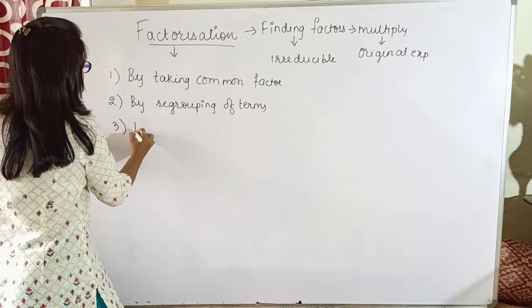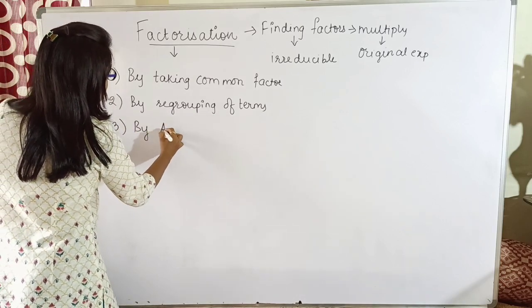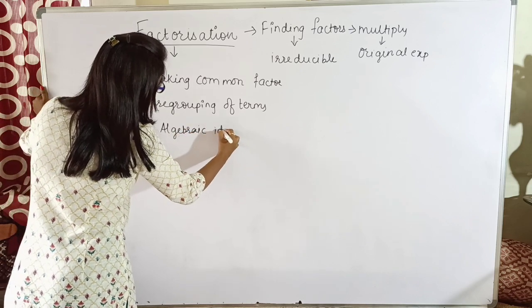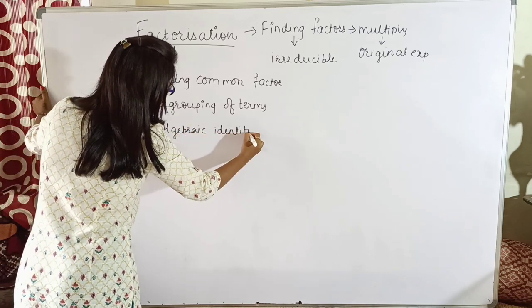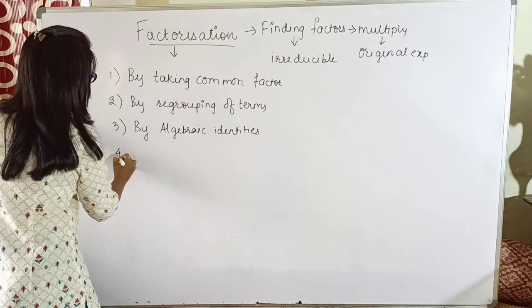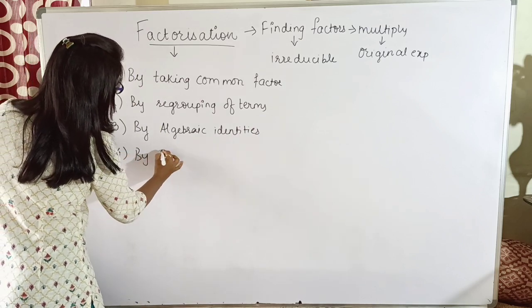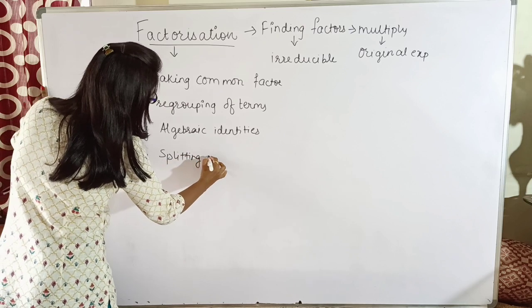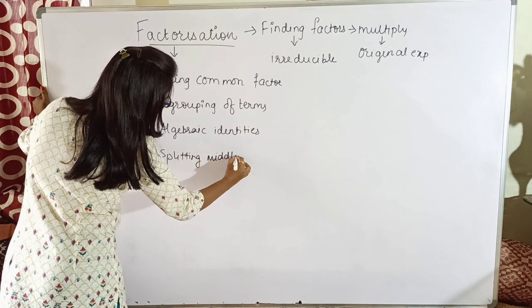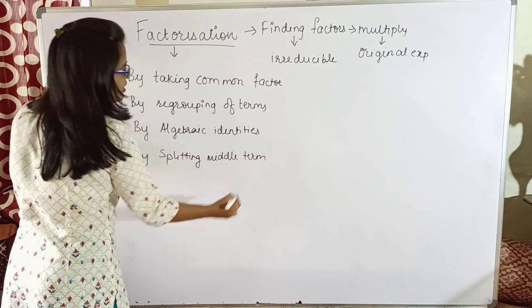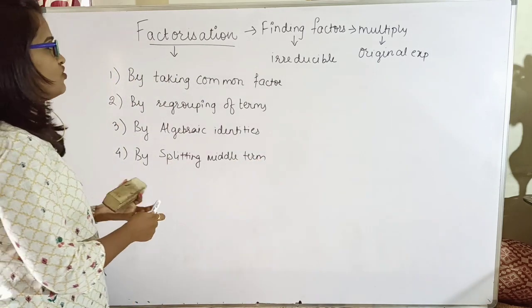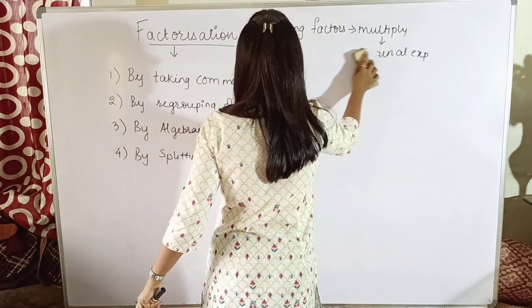Third one says by making use of the identities which you have learned. Yes, the four identities. So by making use of those identities. And fourth one is by splitting the middle term. By splitting the middle term. Okay, so these are the four methods by which we will be finding the factors of any algebraic expression, right?